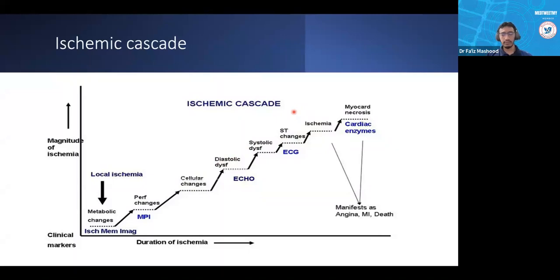So for example, if our EST is positive, the likelihood of our patient having CAD is high because why? We detect ischemia almost at the end stage, or at the late stage, of the ischemic cascade, provided we interpret the EST accurately. So after the ST changes, if the ischemia further progresses, there will be myocardial necrosis, but this time it's at the tissue level.